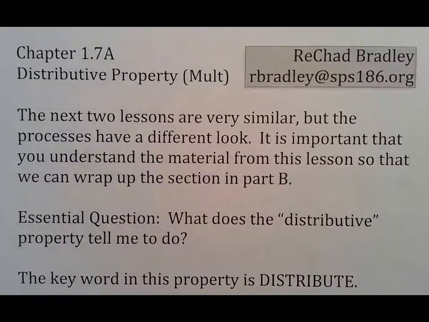This lesson here, 1.7a, so 2 lessons on 1.7. They're very similar, but the processes have a different look. It is important that you understand the material from this lesson so we can wrap up in part B.